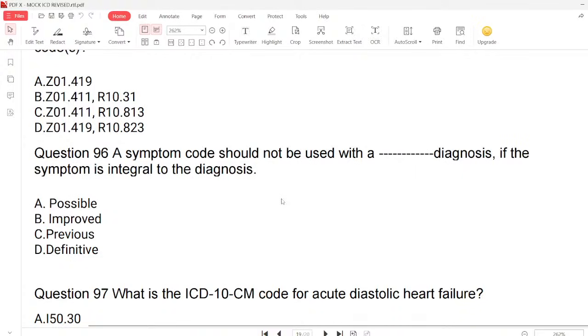96. A symptom code would not be used with a dash diagnosis if the symptom is integral to the diagnosis.